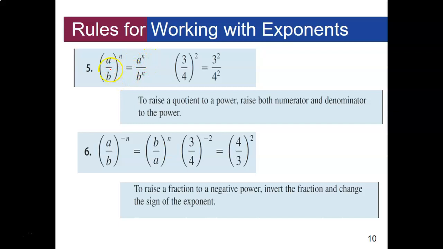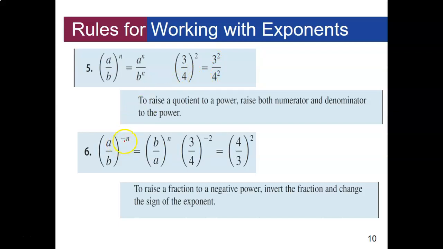Okay, a couple others. If I have a fraction and it's raised to a power, then again, that power can be distributed both to the numerator and also to the denominator. So I'd have a to the nth over b to the nth. So sometimes it's simpler, rather than trying to do 3/4 times 3/4, to do 3 to the second over 4 to the second. And that will be easier to simplify.